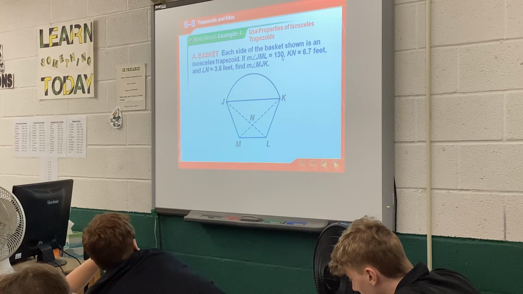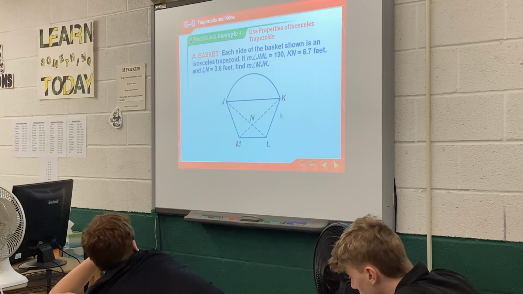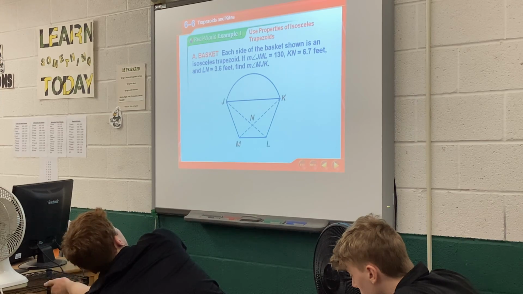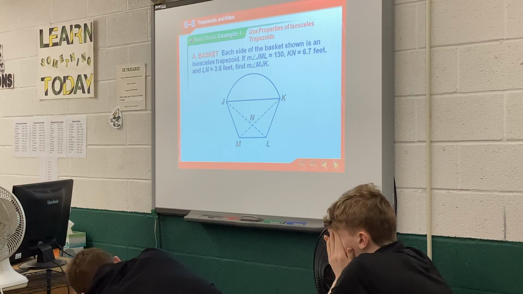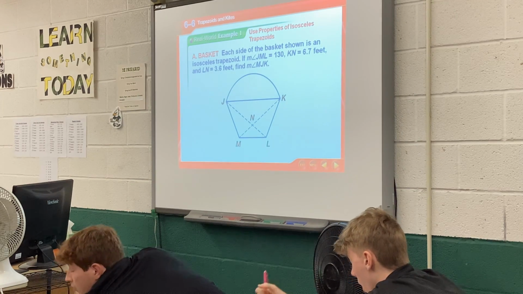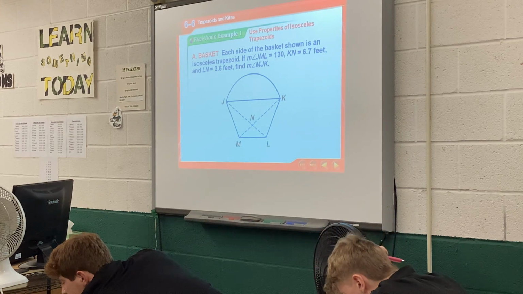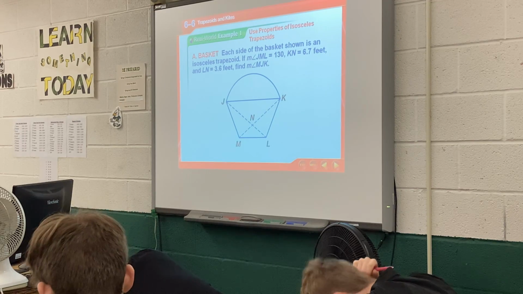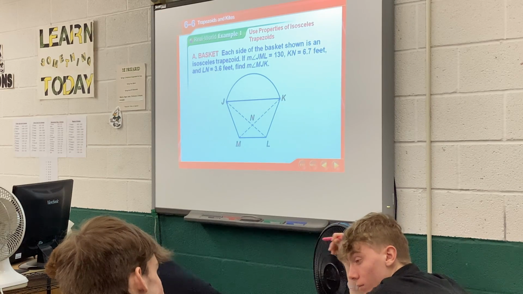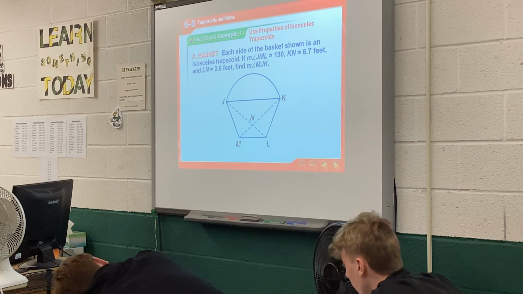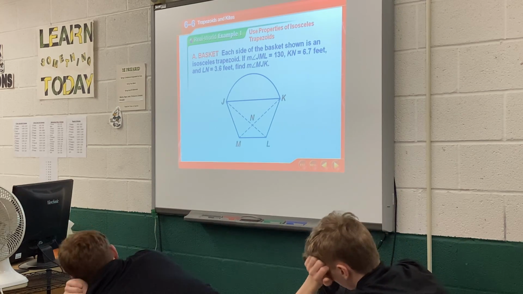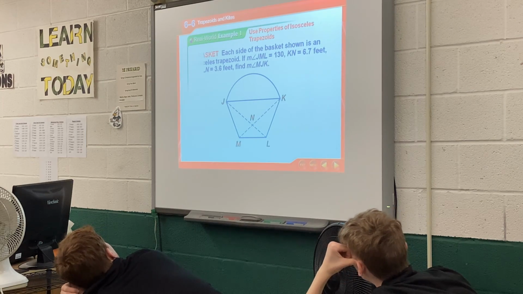Everybody good with that? If they gave me KN as 6.7 and LN as 3.6, I'm guessing they're going to ask me to find KL. Can I find KL? No. Why? We have too many unknowns. In a trapezoid the diagonals are congruent, and that helps us out. But we don't know that they're perpendicular, do we? My diagonals aren't necessarily perpendicular, right? Not in this one. So maybe they didn't ask that. I was thinking of two different things.